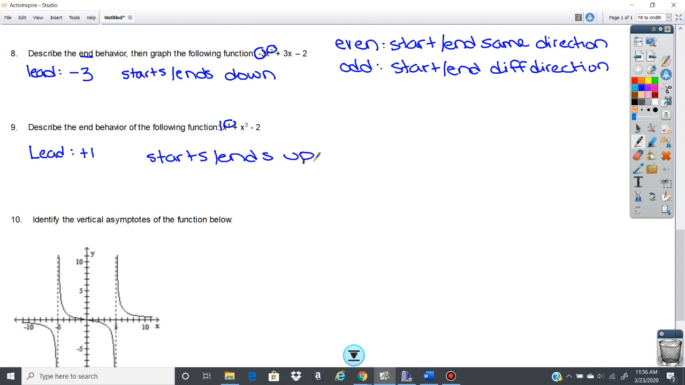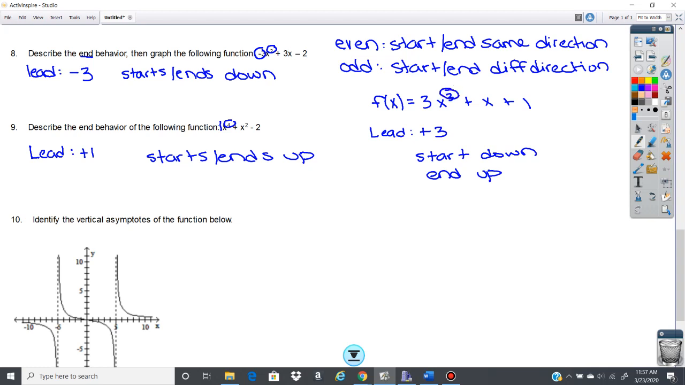All right, so your leading coefficient will tell you how you end. If it's an even degree, it will start and end the same way. If it's odd, it would start and end in a different direction. So an example of where it would be different would be like, let's say f of x equals 3x cubed plus x plus 1, or something like that. This is an odd degree, and the leading coefficient is positive. So if the leading coefficient here is a +3, it's going to end up, which means it starts, opposite of that, it'll start down. So it will start down, and it will end up. And that's because it's an odd degree.